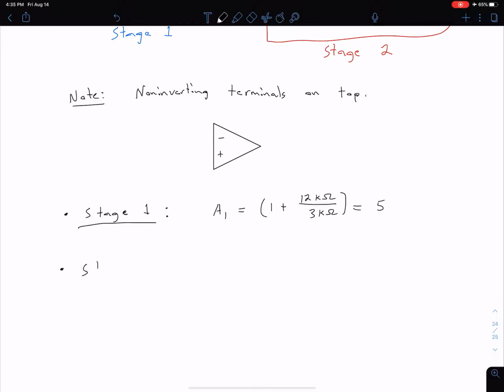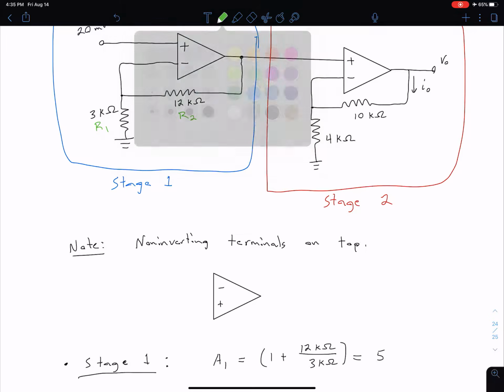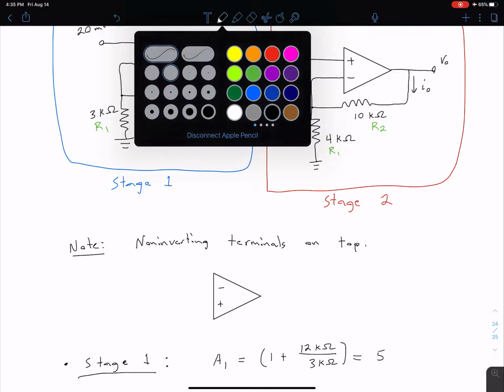We're going to do the same process for stage 2. So for stage 2, we now see that we have a 4K for our R1 and a 10K for our R2.